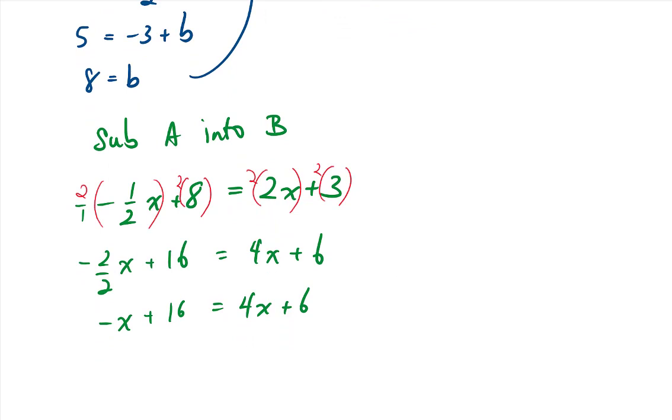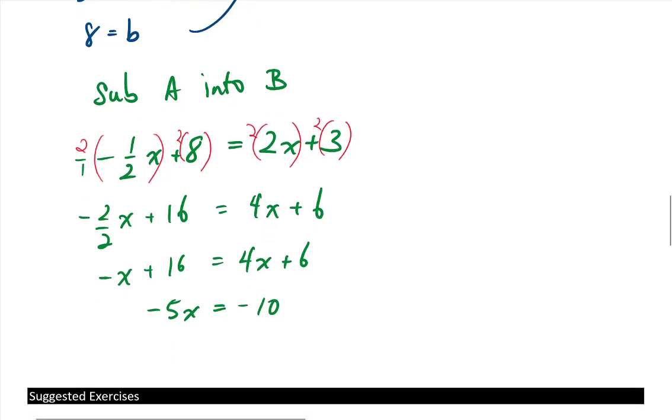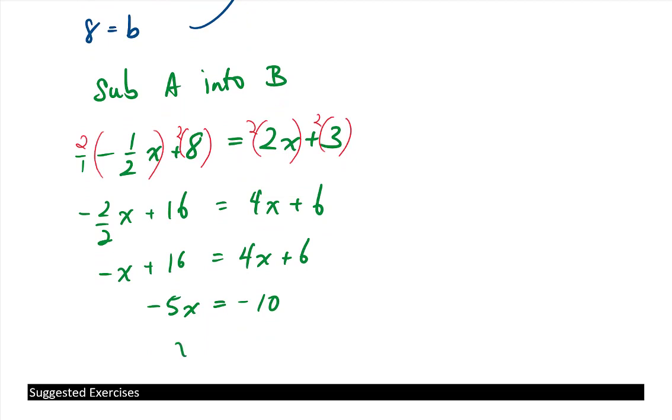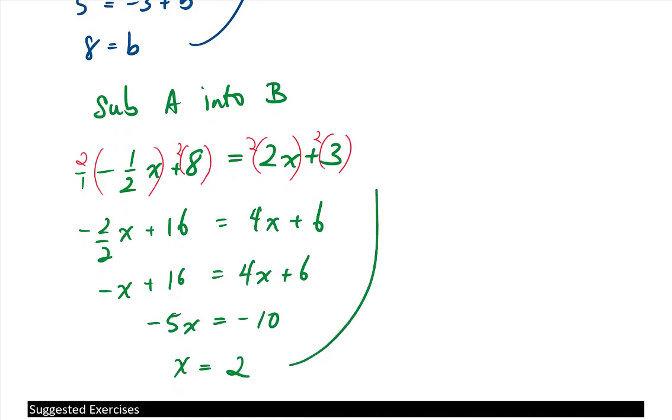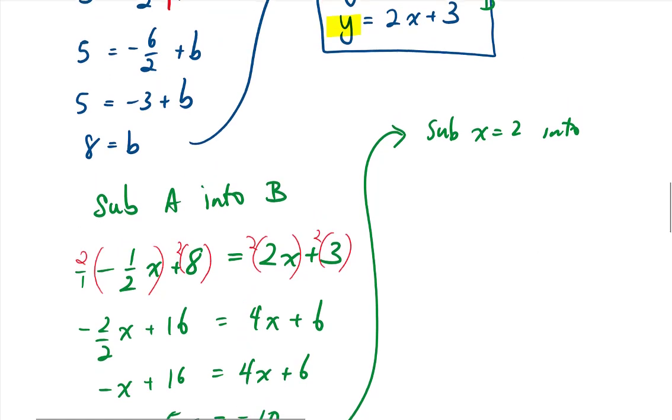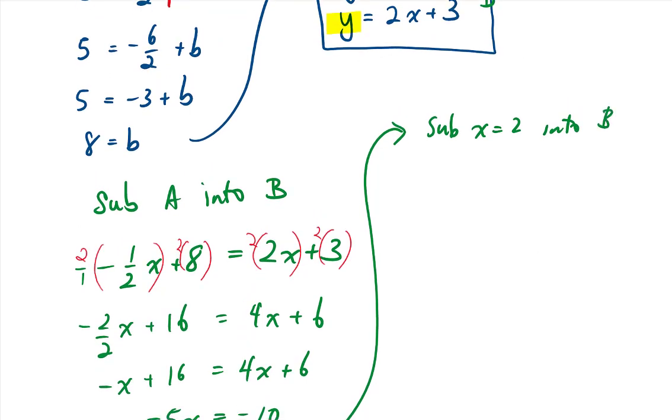And if I rearrange this equation, let's bring the 4x to the left, we get negative 5x, and the 16 to the other side, we get minus 10. Divide both sides by negative 5, and we get x is equal to 2. Now let's keep going. We're going to sub x equals 2. We can sub it into a or b, so I am just going to pick b, because I don't have to deal with any fractions.